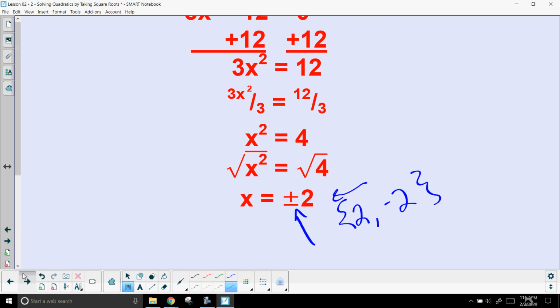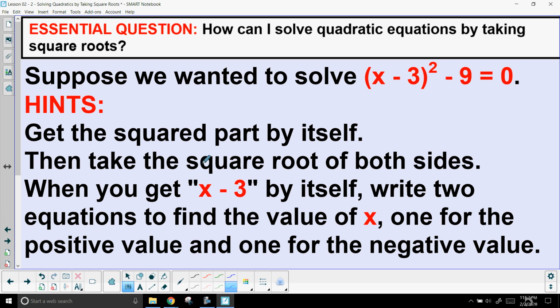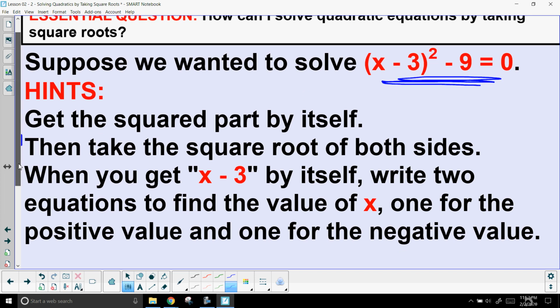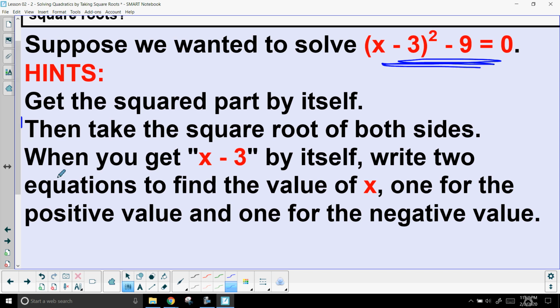Now we're going to kick it up a notch. If we get a question like this, again, we need to get the square part by itself. Then take the square root of both sides. When you get x minus 3 by itself, write two equations to find the value of x, one for the positive value, one for the negative. So again, pause the video if you feel so inclined to write this down. If not, let's begin solving it.